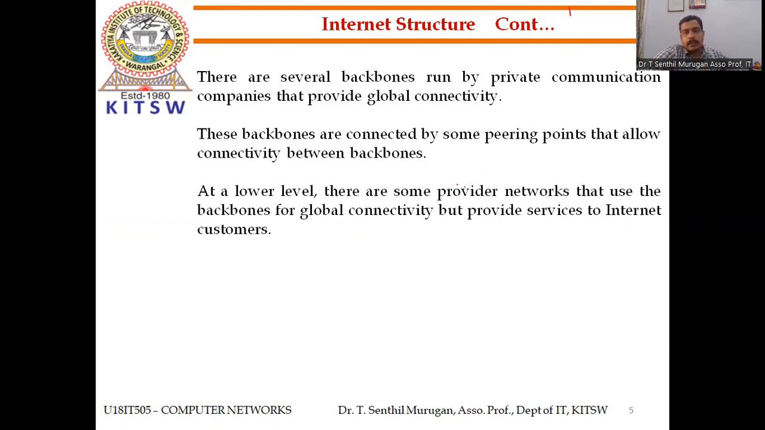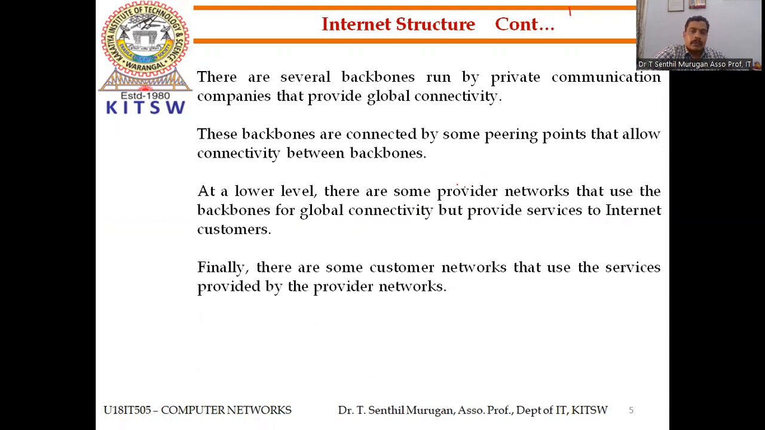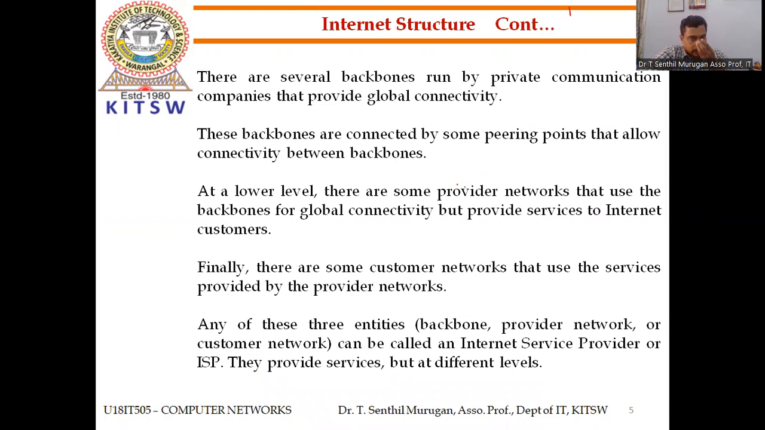At a lower level, some provider networks use the backbones for global connectivity but provide services to internet customers. So in providing the internet to the customer, they take the global connectivity of the backbones. There are also customer networks that use the services provided by the provider networks. These three entities, backbone, provider network, and customer network, can be called internet service providers, or ISPs. They take the global connectivity from the backbone and provide it to different levels of users.